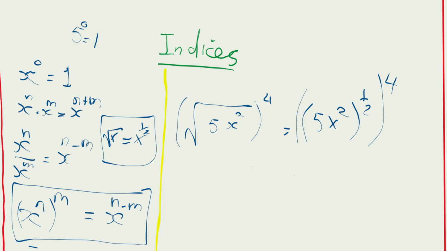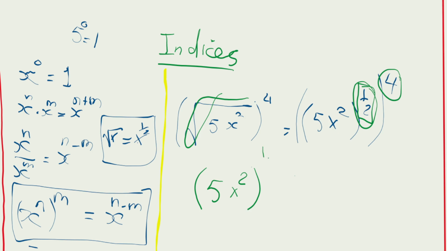So again, what did I do? The square root, I replaced it with the half here. And the 4 stays, and the 5x squared stays. Now we have two powers, we have two indices, so we multiply these two. So it's going to be 5x squared to the power of a half times 4. Now this is multiplying fractions. A half times 4 is just half of 4. So you'll have 5x squared. Half times 4 is 2.